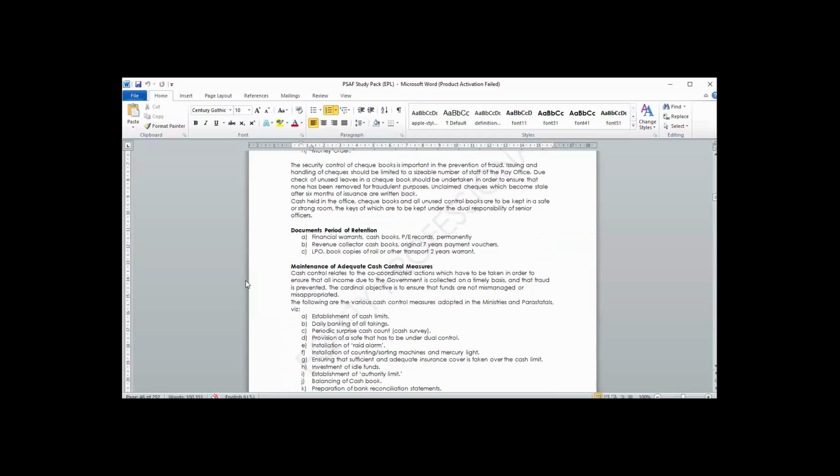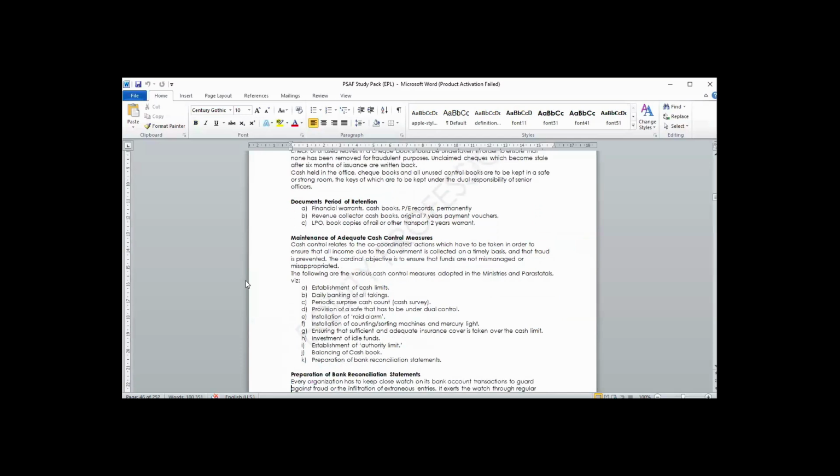Now, maintenance and adequacy of cash control measures. What are the cash control measures that are meant to be put in place? Look at it here. We have establishment of the cash limit, daily banking of all takings. We have periodic surprise cash counts. We have provision for safety that has to be under dual control. We have installation of red alarm. We have installation of counting and sorting machine. There is what we call counting machine. All those are meant to be put in place.